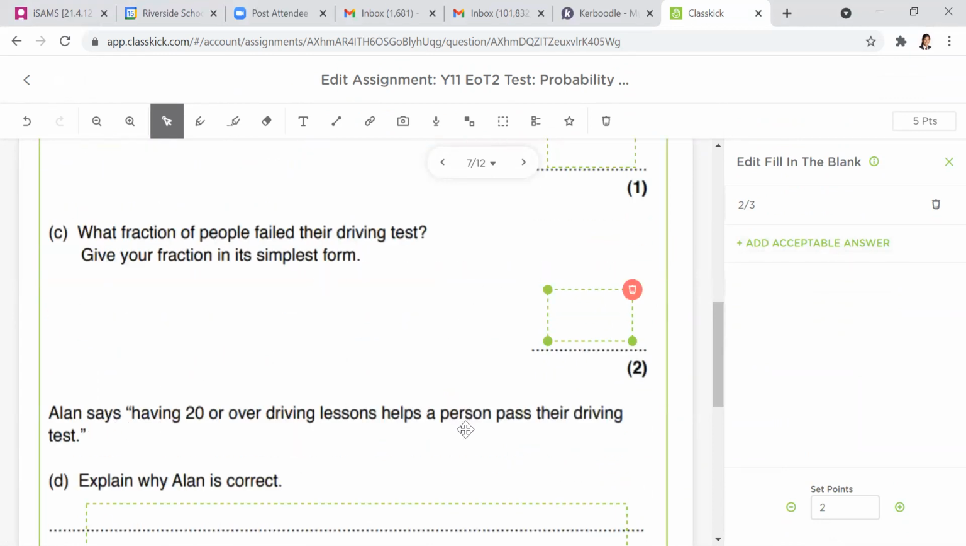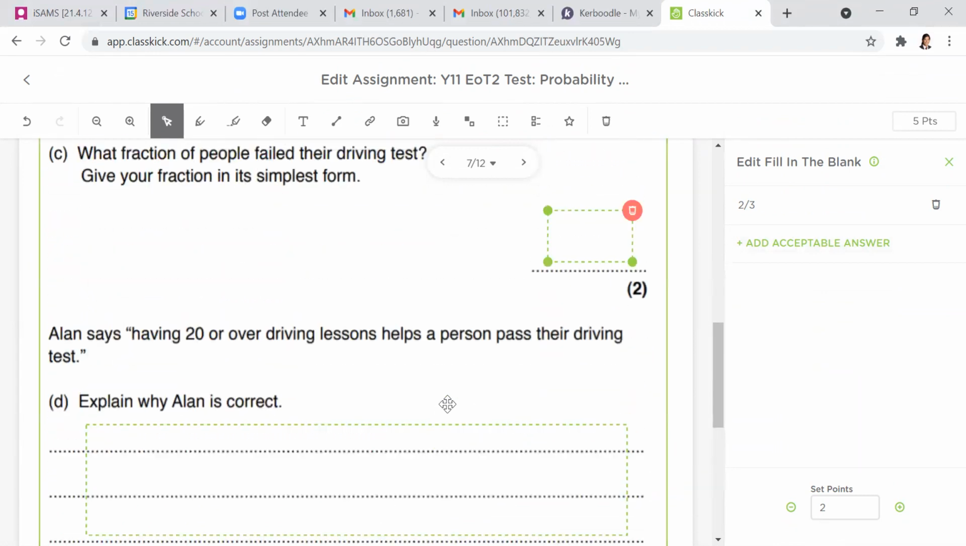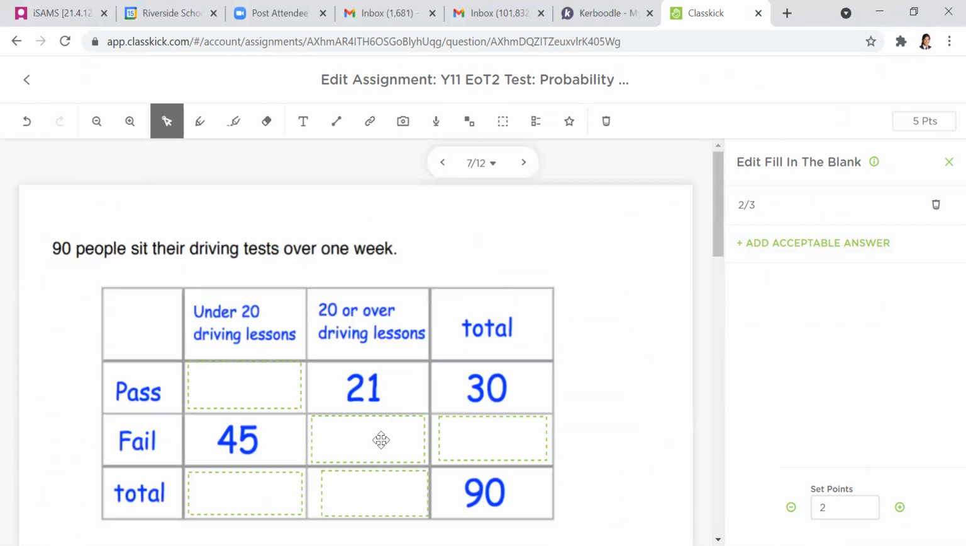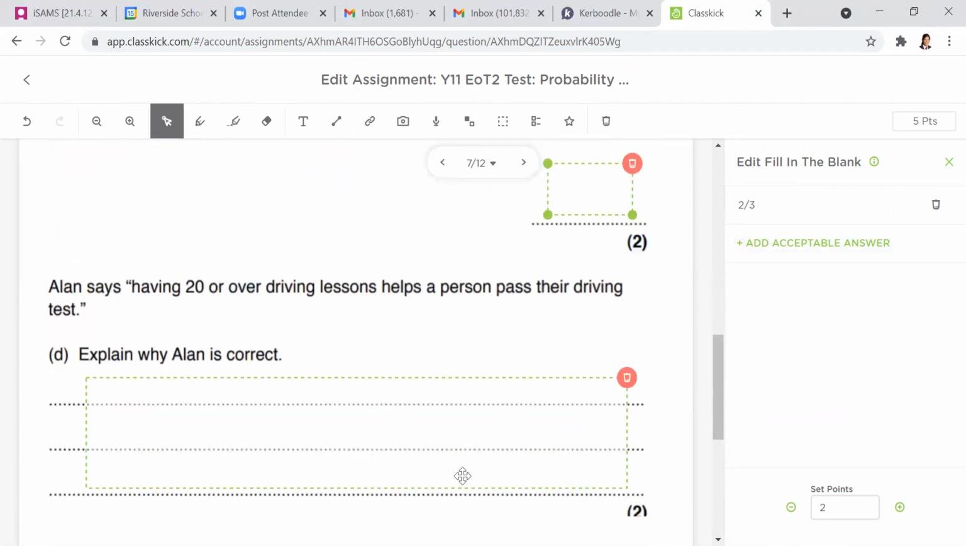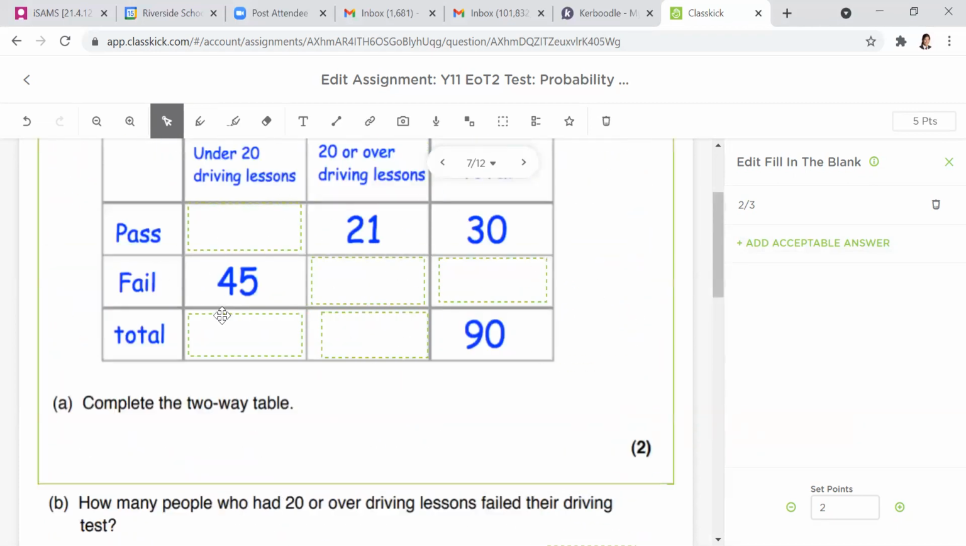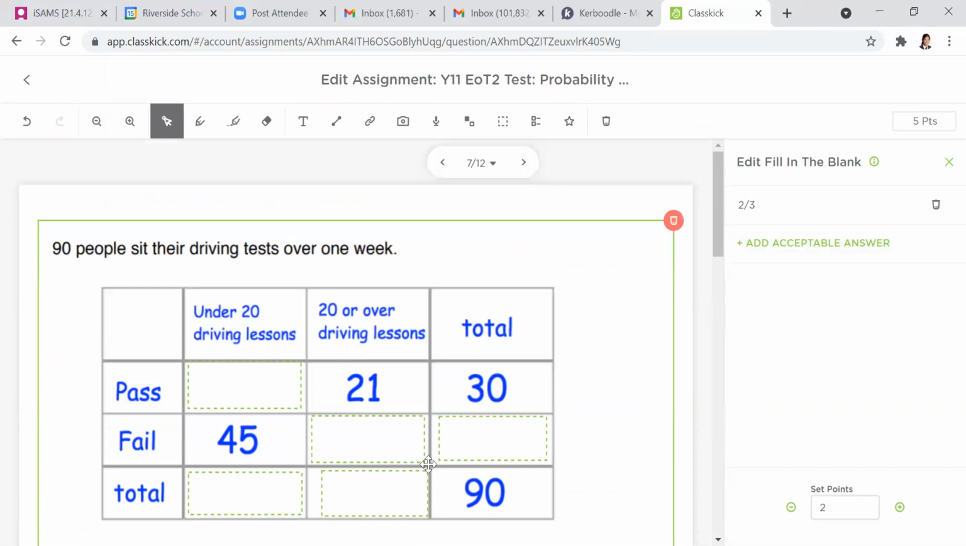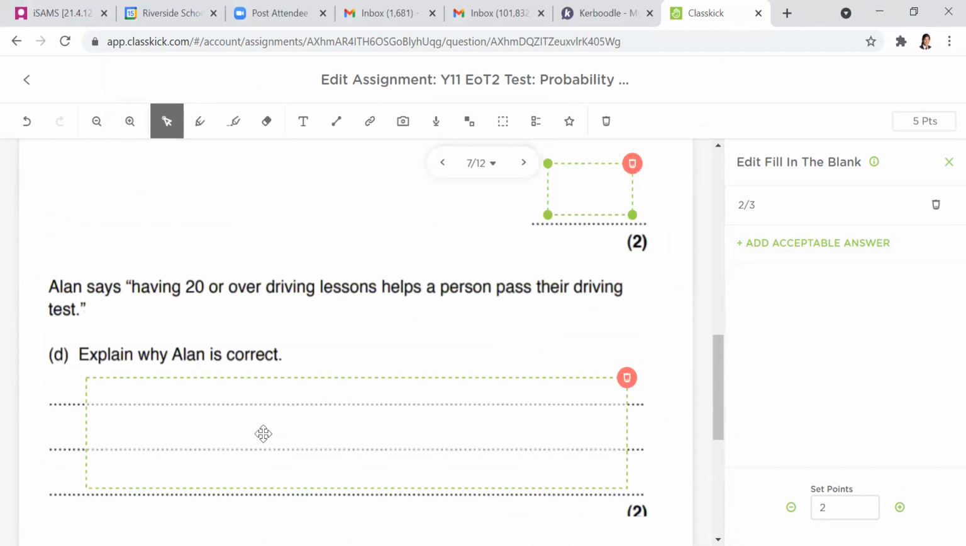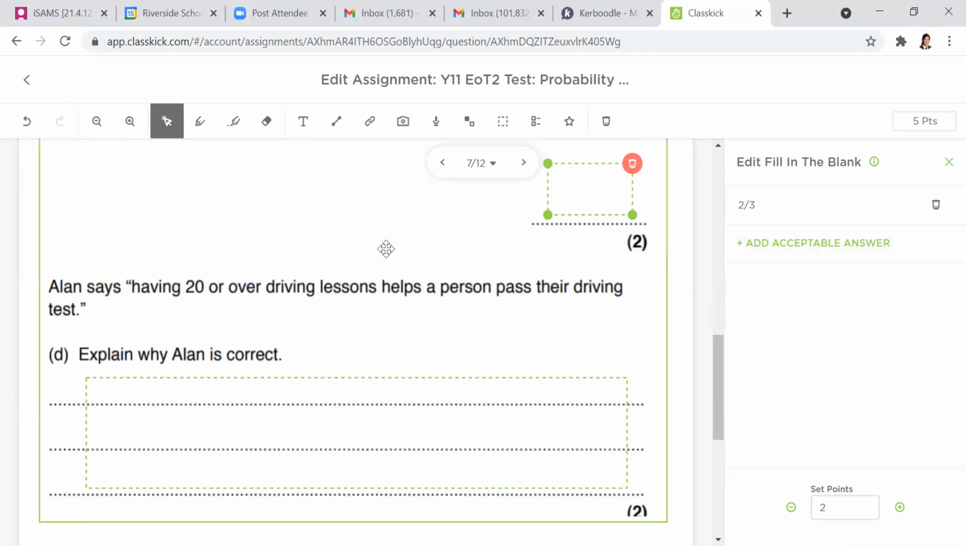Alan says having 20 or over driving lessons helps a person pass their driving test. So this is what I was saying before. Some people just said he is correct because less people failed. But in these kinds of questions, you always have to give the evidence. You have to give a reason. So do an actual calculation, right? Compare the numbers, use the data in the table. It's not enough just to say less people will fail. Okay, you have to say 15 people passed or 45 people failed, or you have a higher probability, blah, blah, blah, using the calculations in the data. Okay? There's another question similar to that where you have to explain. Oh, the latter one. We'll get to that one at the end.